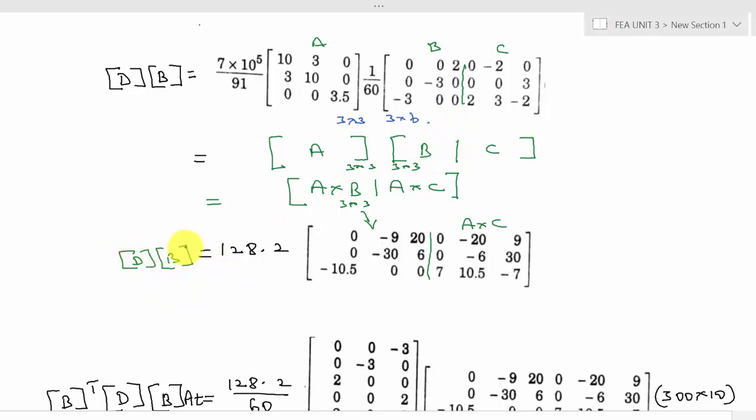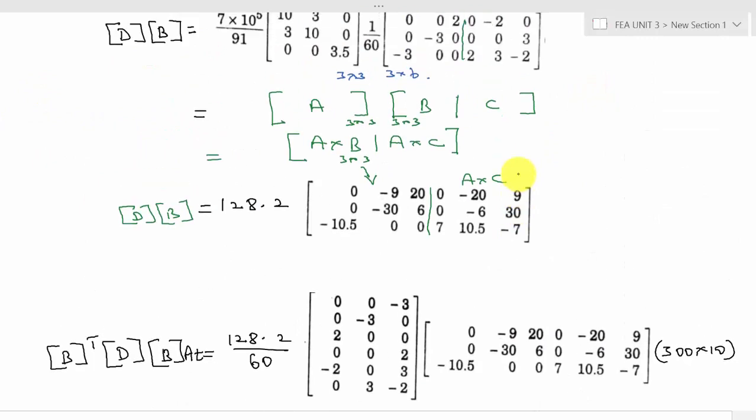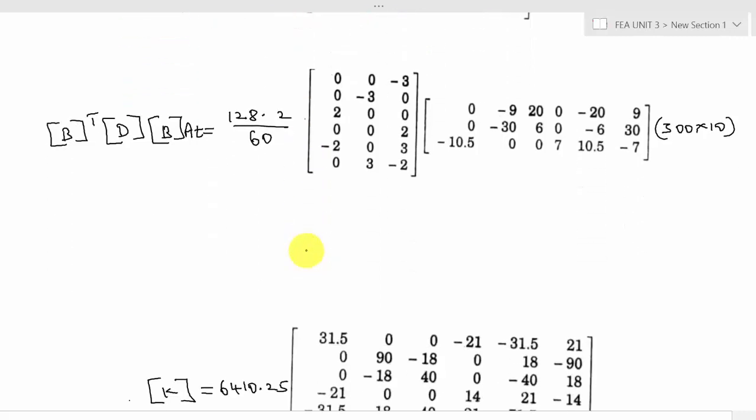Now I'm going to multiply the B transpose with DB, because I have already calculated the DB value. The values outside the matrix I have multiplied here. It is 128.2. Now I have written the value of B transpose into D, then the DB calculated in the previous step, and the area is 300 and the thickness is 10. Here also I can use the calculator.